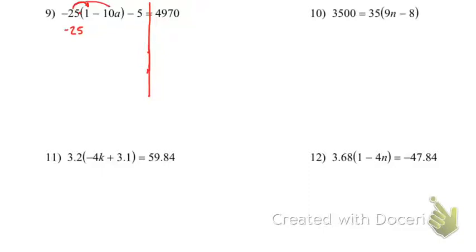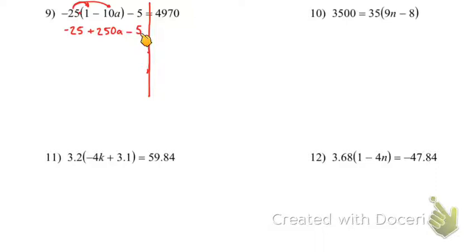Okay, and negative 25 times 10. Okay, so it's negative times a negative, that makes it positive. So it's positive 250A. Okay, so the parentheses are gone. I bring down the negative 5 I have here. And we're just working on the left side right now. So I did the distributive property.